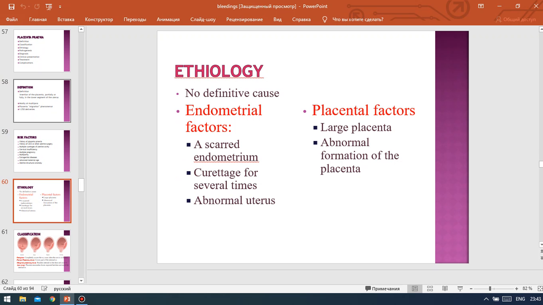Etiology factors: no definitive cause. The first, endometrial factors: scarred endometrium, curettage several times, abnormal uterus. And placental factors: large placenta, abnormal formation of the placenta.